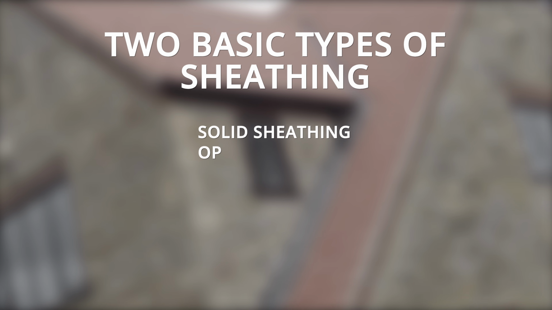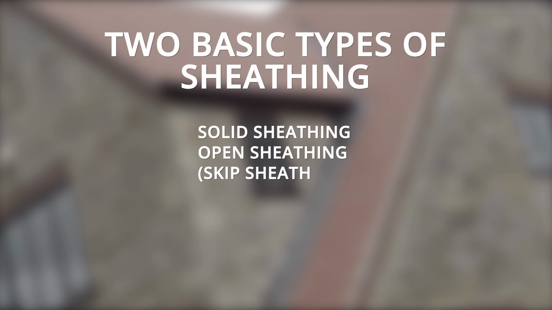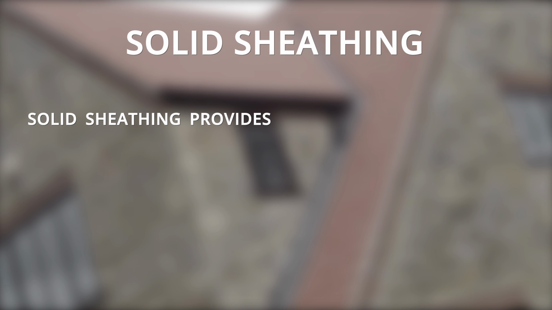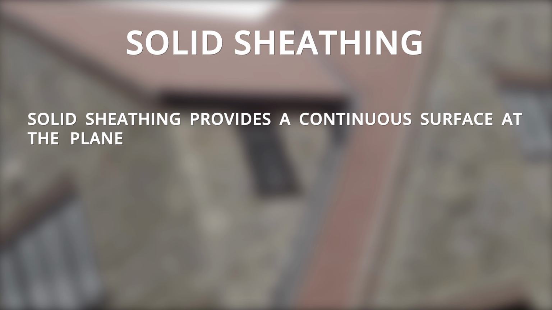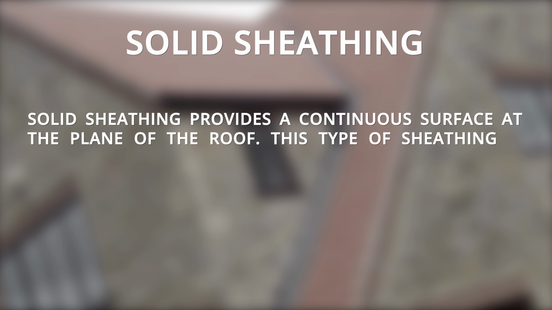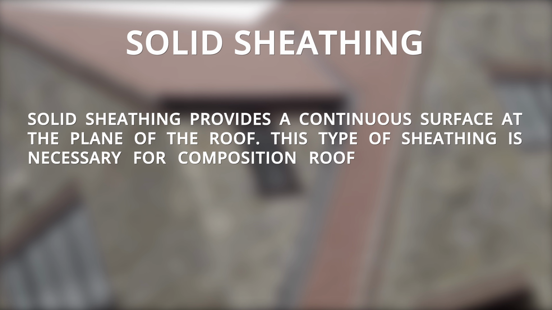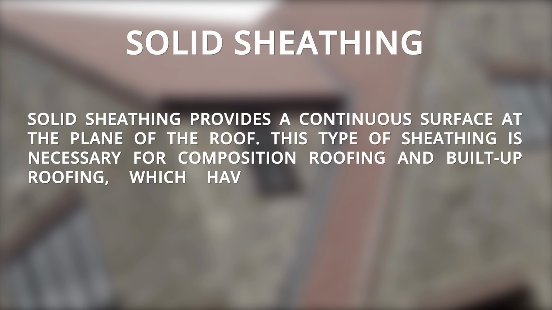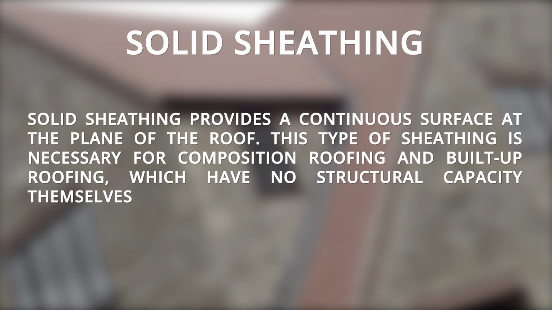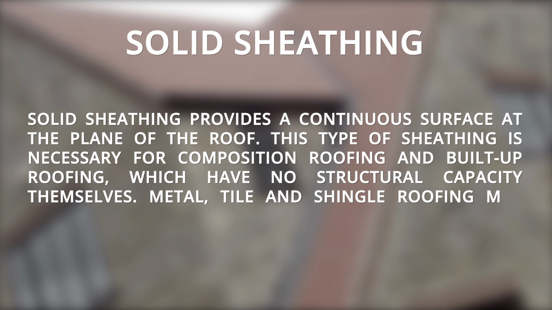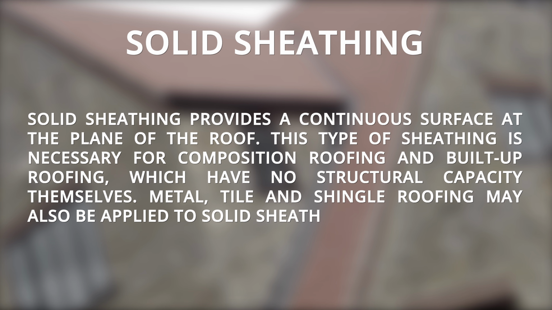There are 2 basic types of sheathing: solid sheathing and open sheathing, also called skip sheathing. Solid sheathing. Solid sheathing provides a continuous surface at the plane of the roof. This type of sheathing is necessary for composite roofing and built-up roofing, which have no structural capacity themselves. Metal, tile, and shingle roofing may also be applied to solid sheathing.